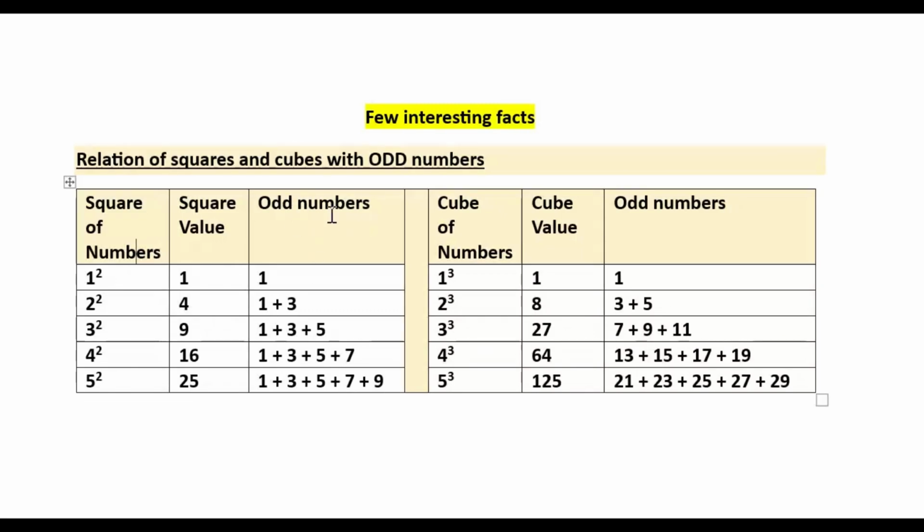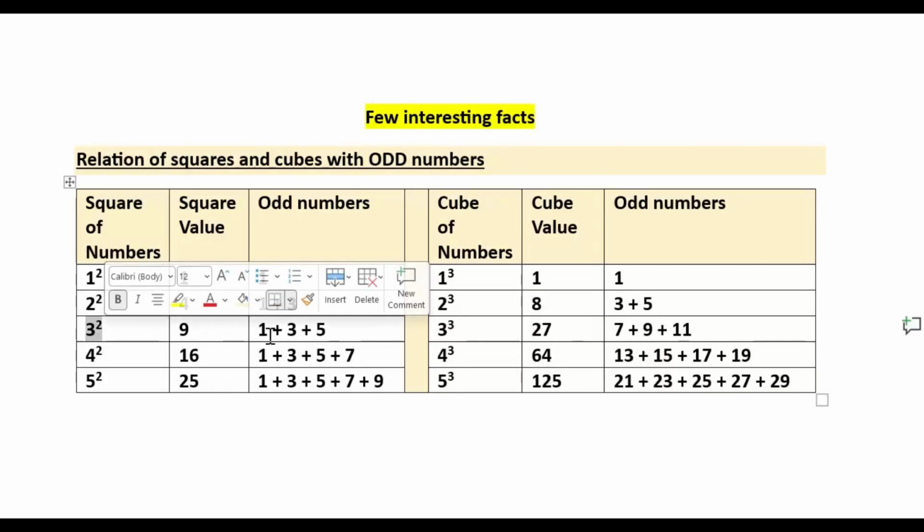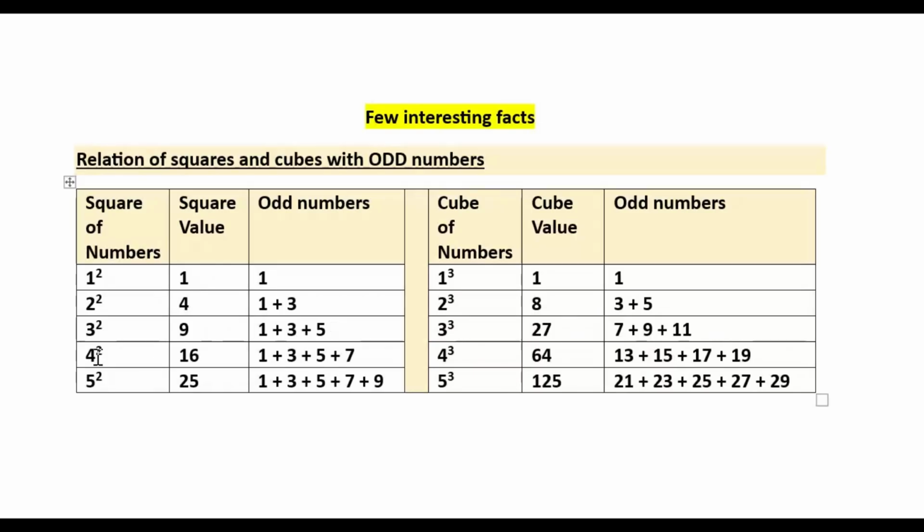Now look at the relation to odd numbers. For 1, we can write the first odd number. For 2, two odd numbers are added. So the square of 2 is the sum of the first two odd numbers. The square of 3 is the sum of the first three odd numbers. The square of 4 is the sum of the first four odd numbers. The square of 5 is the sum of the first five odd numbers, and so on. So the square of 10 would be the sum of the first 10 odd numbers. So that is how the relation of odd numbers with the square is defined.